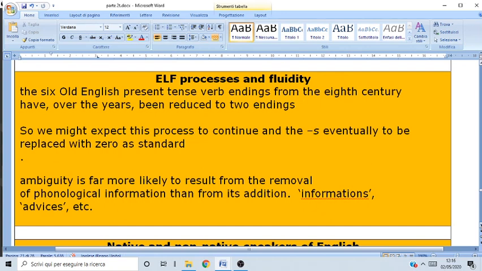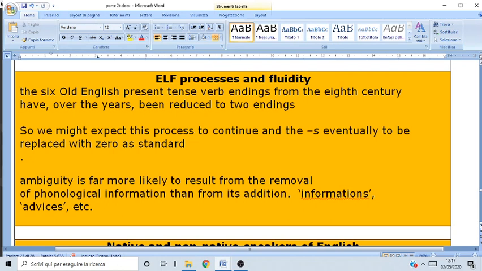There was this old professor of mine, when I attended university, who made us notice that when you get to the port in Ischia, you can see lots of signs with informations. At least this is what happened when I attended university. I hope it's not the same now. But anyway, informations, advices, what's going on there?